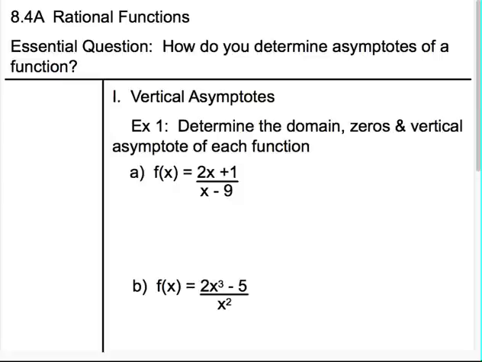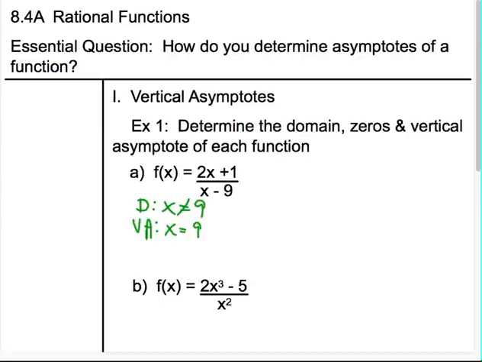All right, so first let's take a look for any vertical asymptotes. We're going to find the domain, which we've been doing, zeros, and the vertical asymptote. So if you look at A, remember the restricted domain, in this case it's going to be the same as the vertical asymptote. This function, 2x plus 1 over x minus 9, is simplified. There's no factoring I can do, there's no canceling. So in the denominator, our restricted domain is x cannot equal 9. So our vertical asymptote is the line x equals 9.